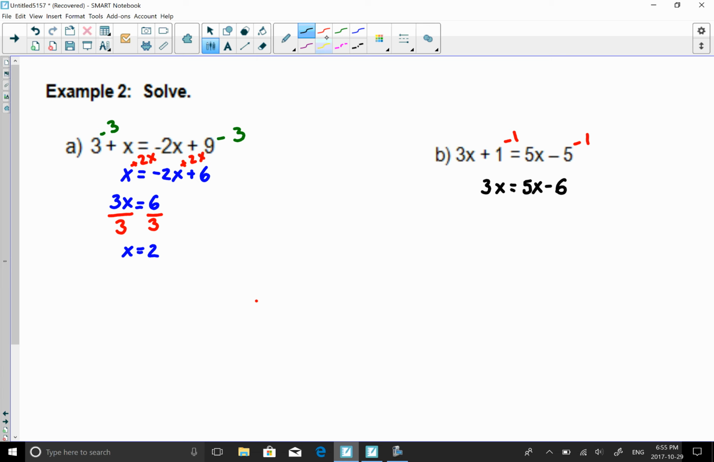Again, I run into the same problem. I have a 5x here. I want the x's all on the left, so I'm going to subtract 5x here, because that's positive, and do the exact same thing on the other side. Okay. 3x minus 5x is negative 2x, and that's 0 equals negative 6. Last, we divide by negative 2.